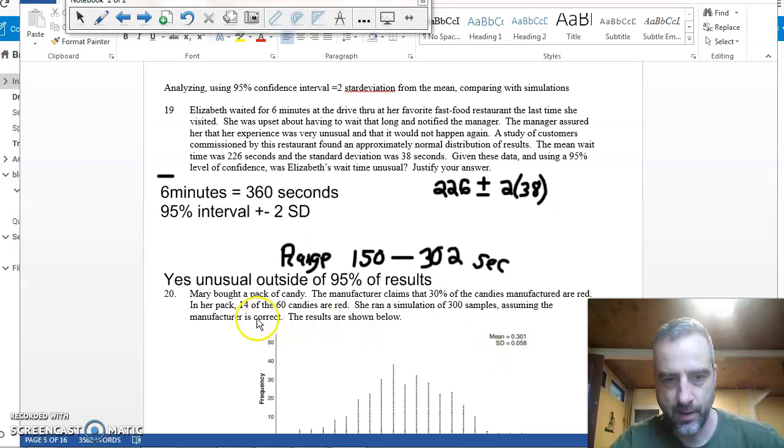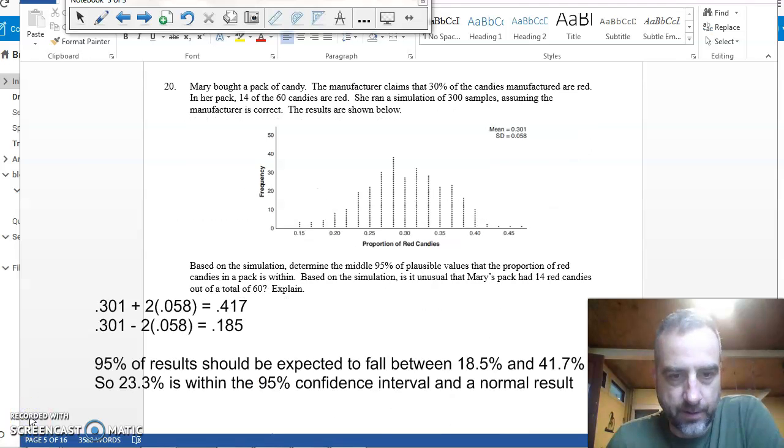So in this case, the number we're comparing is going to be below, so we're going to be more concerned with subtracting 2 standard deviations from this, but we'll see. So my final conclusion is going to be that Mary's pack had 14 out of 60 candies. I got 0.233, so that's 23.3% instead of the normal 30%.